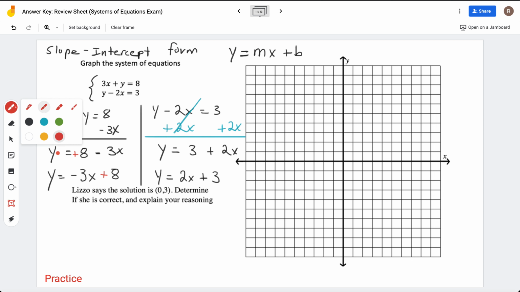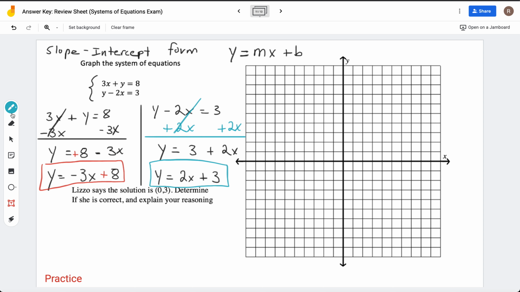Now I'm going to make this my red equation just so we can see this better on the graph. I'm going to make this my blue equation. So now we're going to graph these two. Let's start with the red equation. In my red equation, we have a slope, which we refer to as m. Our slope is negative 3.